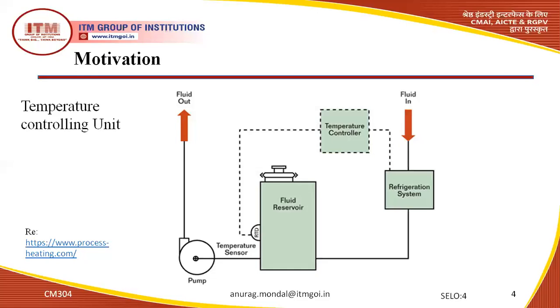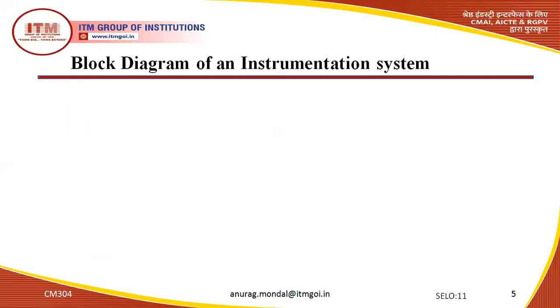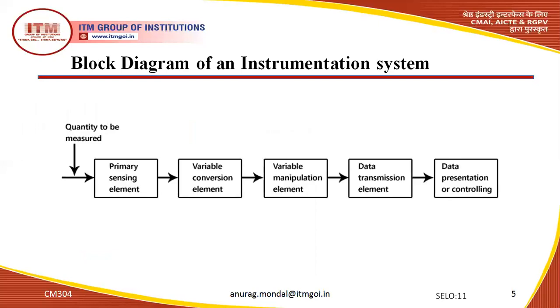Before that, we need to know the instrumentation system. What are the things the instrumentation system has? For this, I will show you a block diagram. Here it is. In this block diagram, the primary sensing element is the first block. What it does is sense the quantity to be measured.